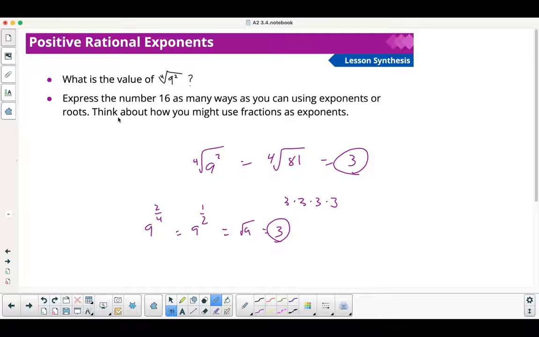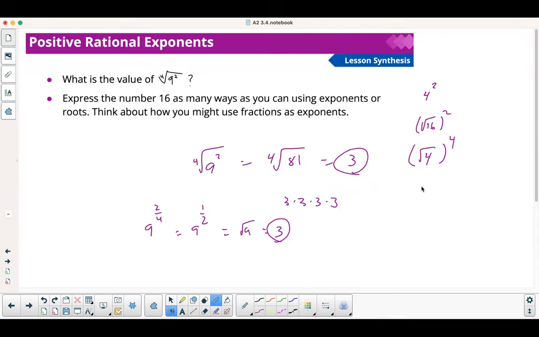Okay. So express the number 16 as many ways as you can using exponents or roots. Now this one's kind of fun. So 4 squared. Let's see here. How about if I square root the 16, that would give me 4, and then square it, right? What if I took the square root of 4, and then, the square root of 4 is 2, and then I'd have to take that to the 4th power, right?